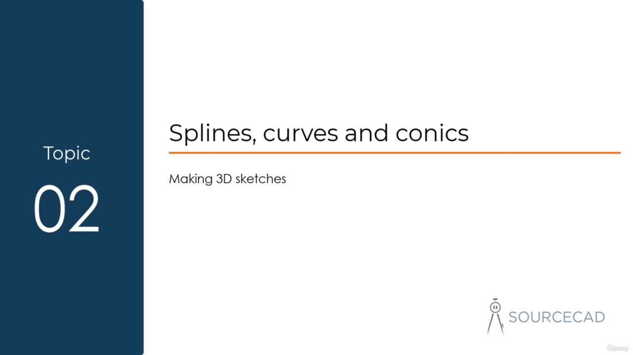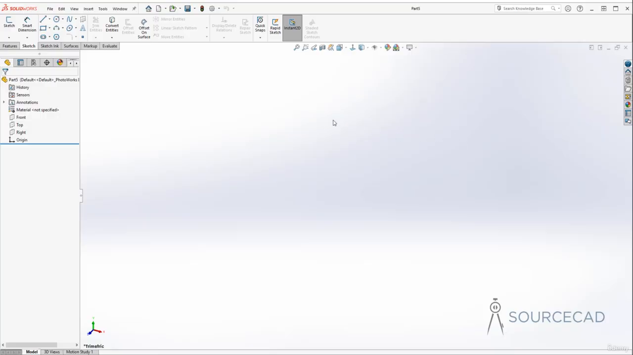So now let's talk about creating 3D sketches in SolidWorks. For that, I'll go to this sketch tool, click here, and select 3D sketch. As you can see, we have two options: a simple sketch, which is basically a 2D sketch, and a 3D sketch, and that's the one I'll select now.